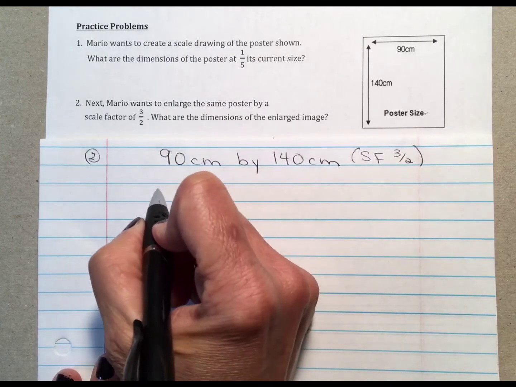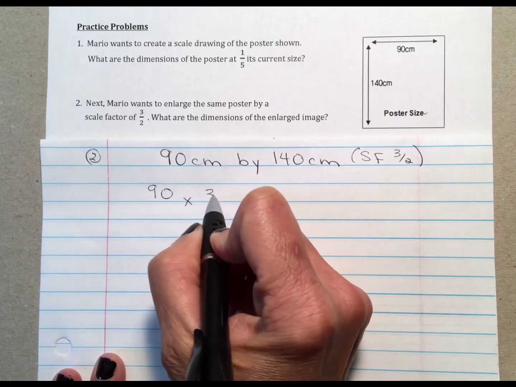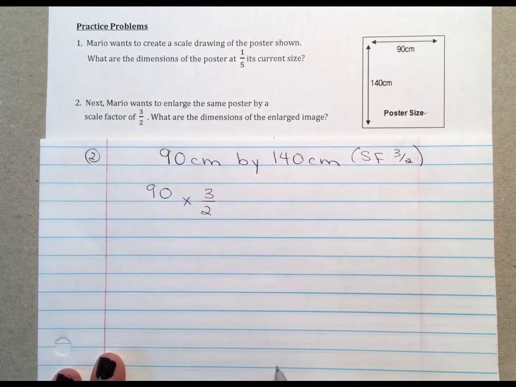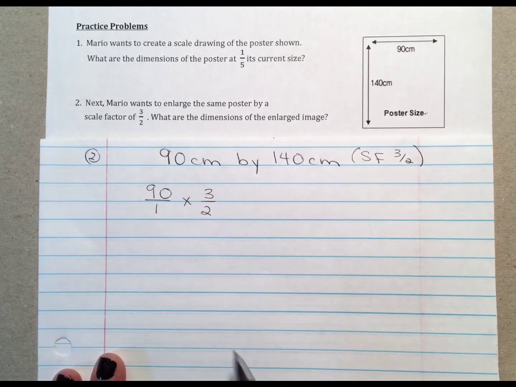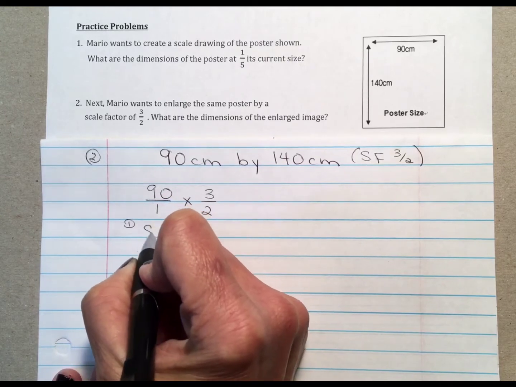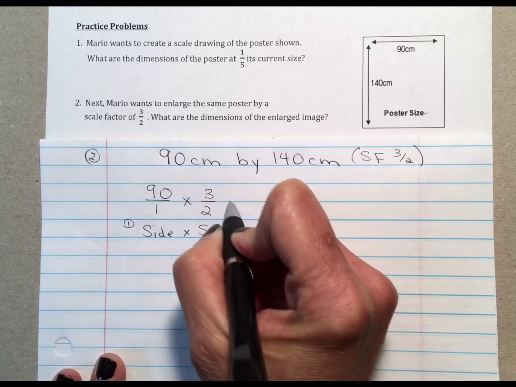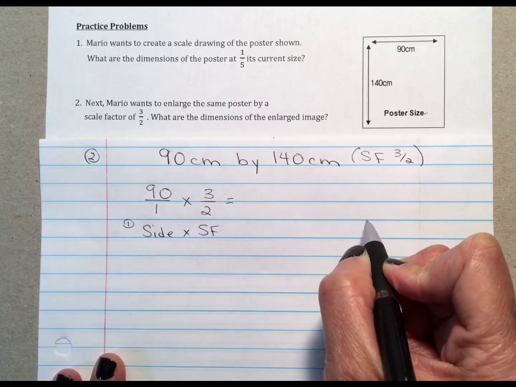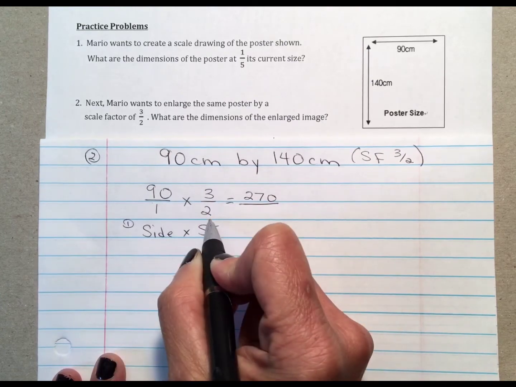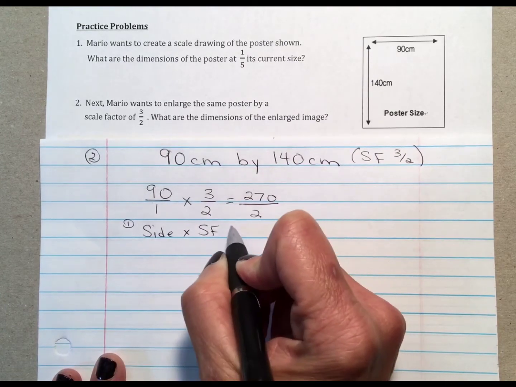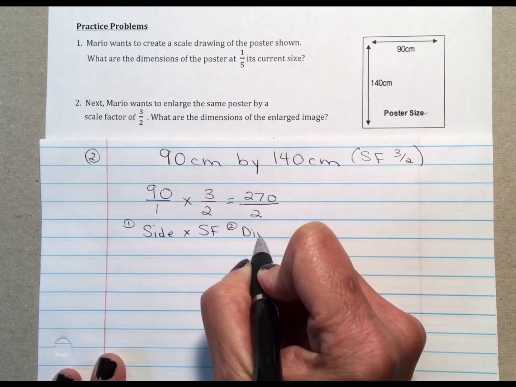So let's take the first side, 90, and we're going to do the same thing, but this time we're going to multiply by 3/2. 3/2 is really 1.5, but we're going to use the fraction. So number 1, we want to take the side times our scale factor. 90 times 3 is 270. 1 times 2 is 2. And just like the last problem, the second step, we're going to divide.